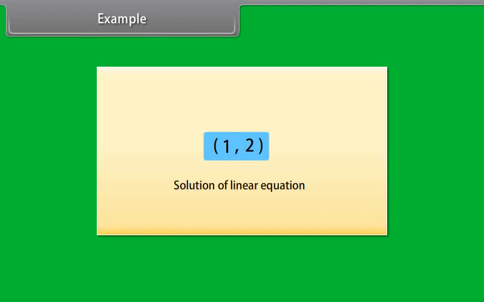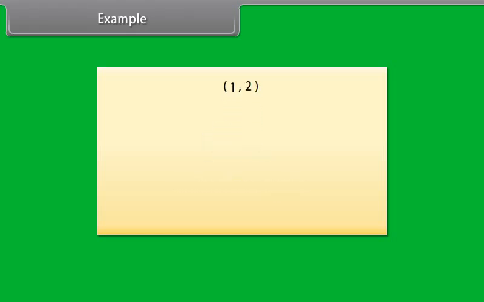Example. Let us go through an example now. Take the point (1, 2). Now we'll find the equation of a line on which it lies. Since (1, 2) is a solution of a linear equation, we will look for any line passing through the point (1, 2).